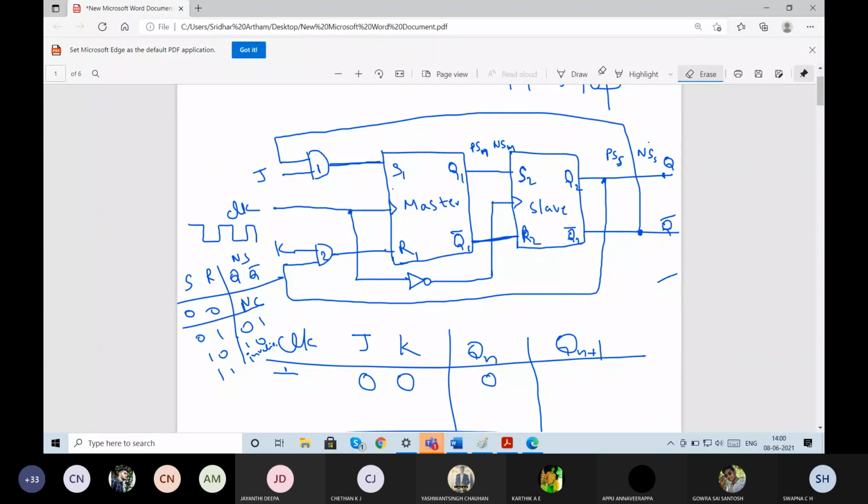So see here, first I've considered clock to be 1. When clock is 1, the master will be active. Active in the sense it will act on the inputs, based on J and K values. The output of the first AND gate and the second AND gate will change, and based on that value, the master may change the values. That we don't know. But since the master has got 1 as clock, it will check for the inputs.